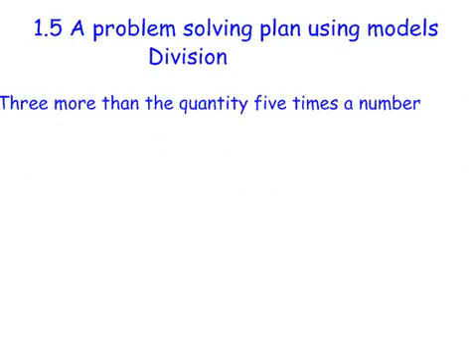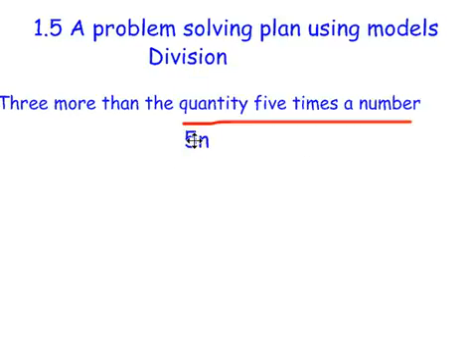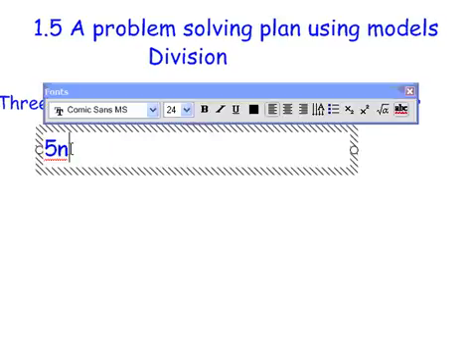Let's look at this one here. 3 more than the quantity 5 times the number. And you want to ask yourself, 3 more than what? 3 more than what allows you to look at this part right here. So the quantity of 5 times the number. Well, that leads me to believe that we can do 5n for 5 times the number. And then we've got 3 more than this. So it would be 5n plus 3.